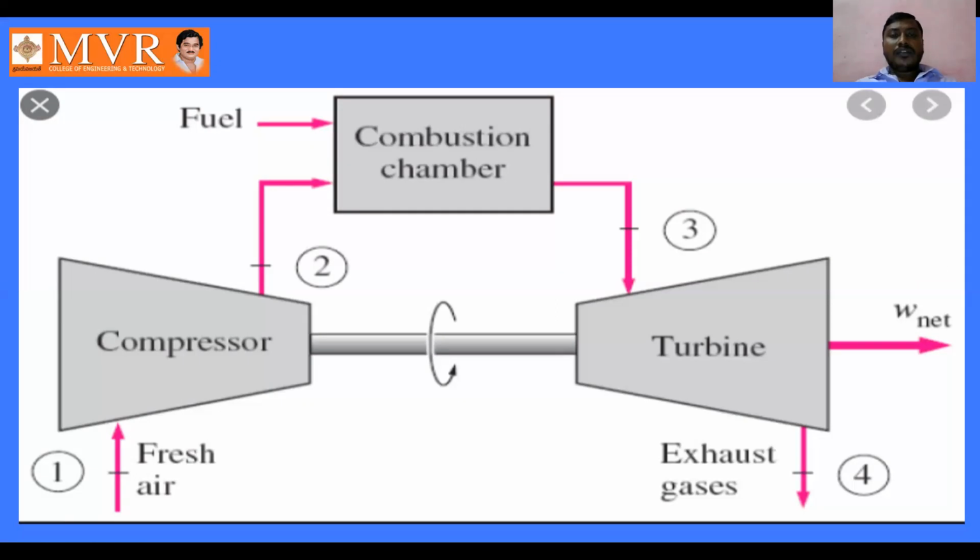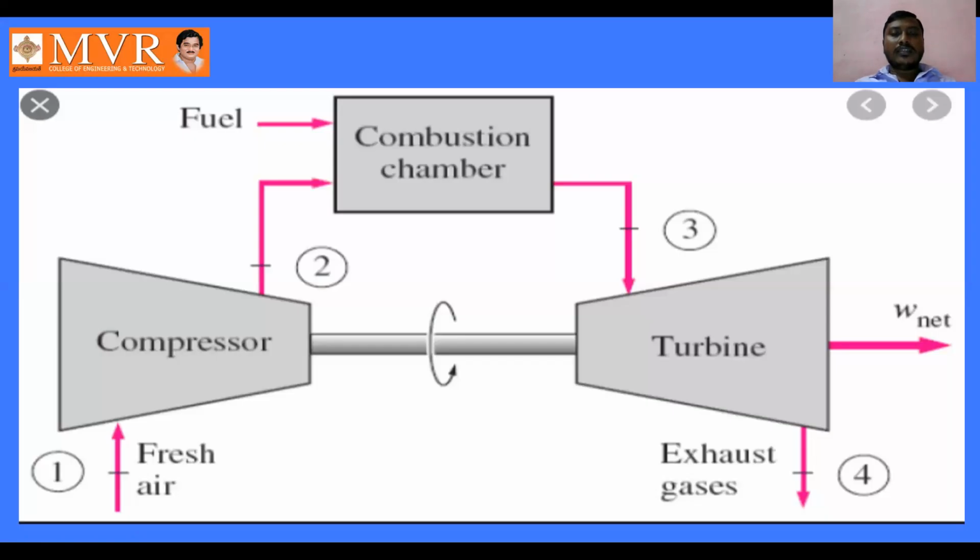After this, the hot gases, the air having high temperature and high pressure, enter the turbine, where work is done, and it is delivered to the generator for converting into electrical energy. The hot gases leaving the turbine move to the exhaust and enter the atmosphere. This is the procedure of how a simple gas turbine plant works.